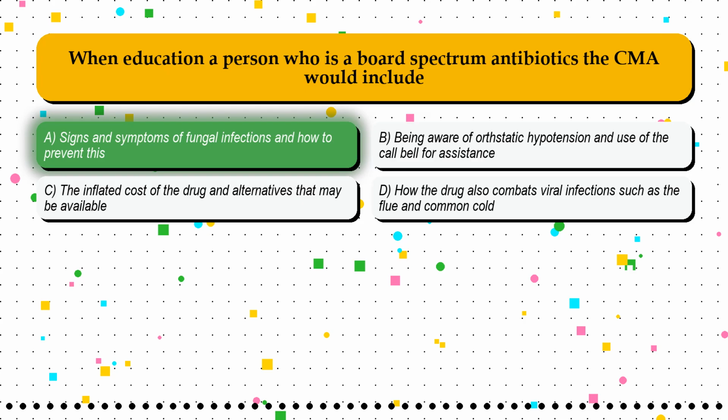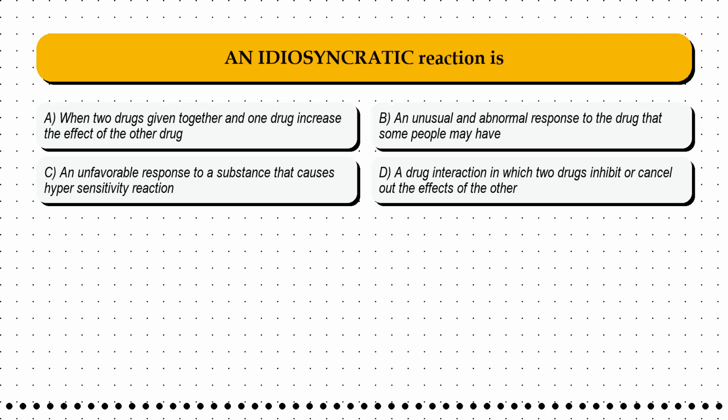The correct answer is option A, signs and symptoms of fungal infections and how to prevent this. Question 233. An idiosyncratic reaction is: Option A, when two drugs given together and one drug increases the effect of the other drug. Option B, an unusual and abnormal response to the drug that some people may have. Option C, an unfavorable response to a substance that causes hypersensitivity reaction. Option D, a drug interaction in which two drugs inhibit or cancel out the effects of the other.